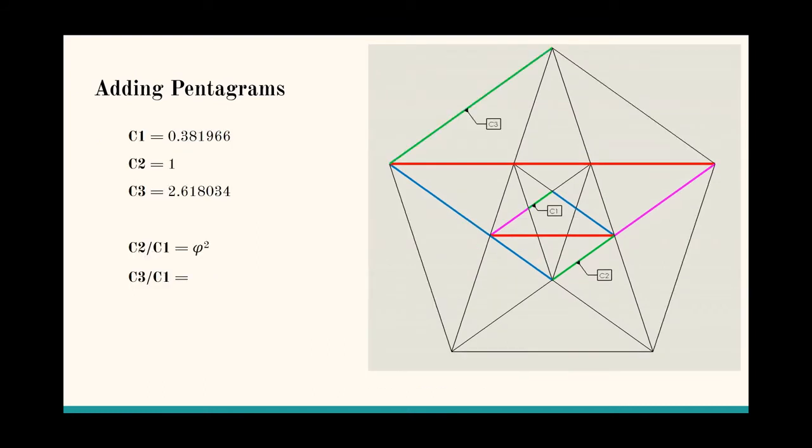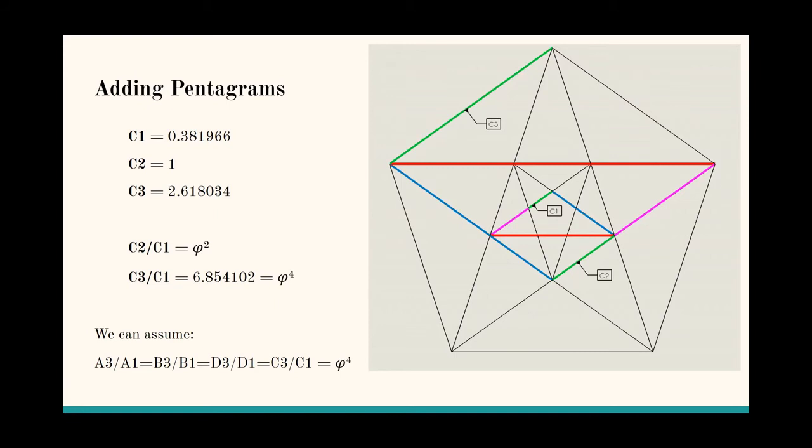We can start by drawing a pentagon around our original pentagram, and this will give us a new side length, C3. And as we just saw, the ratio between C2 and C1 is equal to phi squared. So what would be the ratio between C3 and C1? Well, it turns out it's a number we've seen. It's equal to phi to the fourth. And because all the ratios were true for the previous two pentagrams, we can assume that this would hold true if we continued out and drew another larger pentagram.